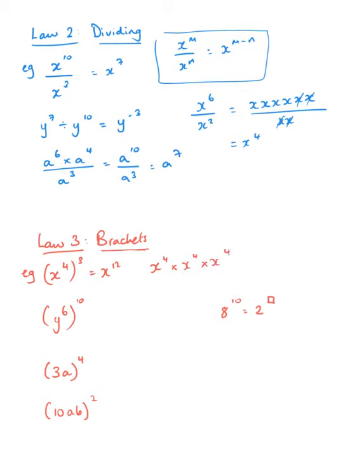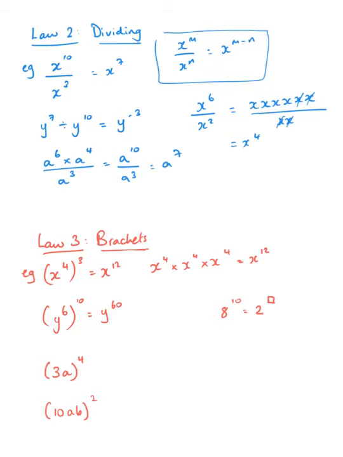Because we've got brackets around it, the whole thing is raised to that power of 3. So I have to do x to the power 4 times x to the 4 times x to the 4. If we think about what's going on there using law 1, that is going to be x to the 12, because I've got 4 plus 4 plus 4, 3 lots of 4, which is obviously x to the power 12. The same sort of thing is going to happen here. I've got y to the power 6 in brackets to the power 10, so that's y to the power 60.